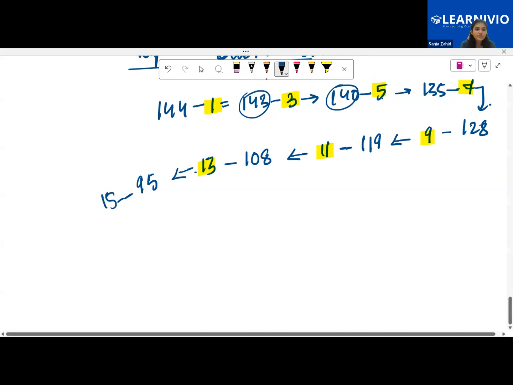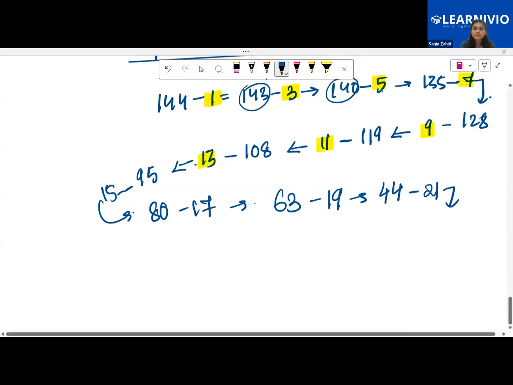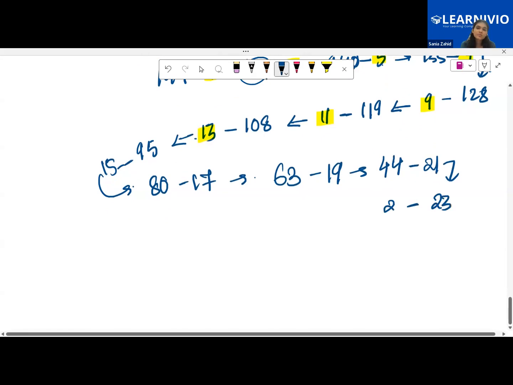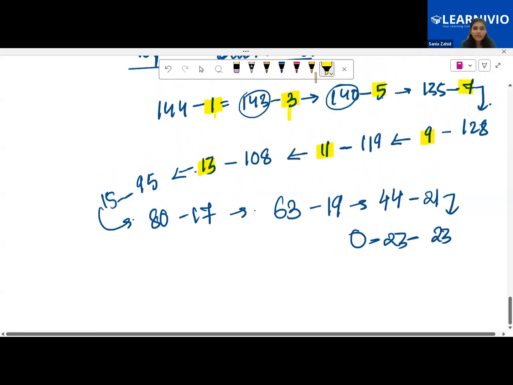We'll do 95 minus 15. You will have 80. Then you will do minus 17. 63 minus 19. 44 minus 21. 23 minus 23, you have 0. Right? So see what numbers am I subtracting? I'm subtracting 1, 3, 5, 7, 9, 11, 13, 15, 17, 19, 21 and 23.